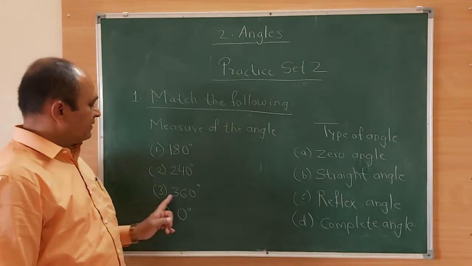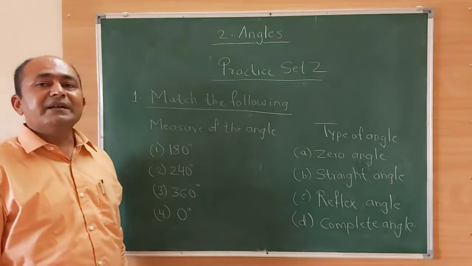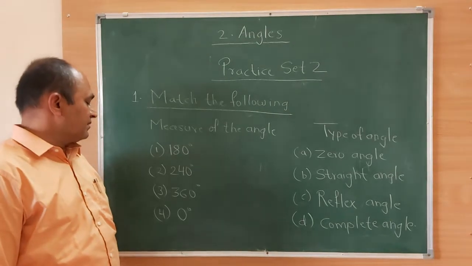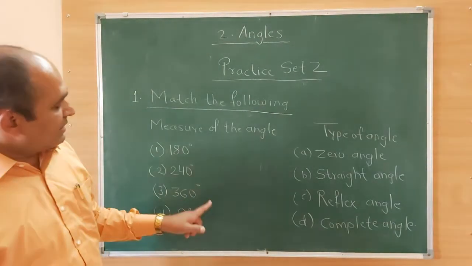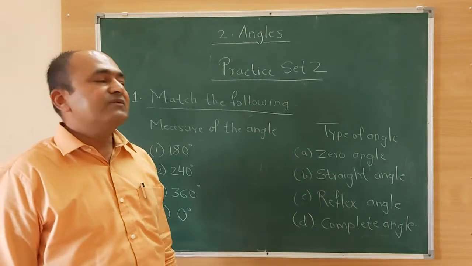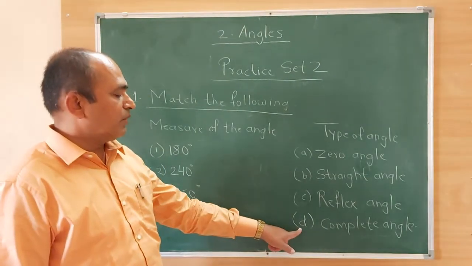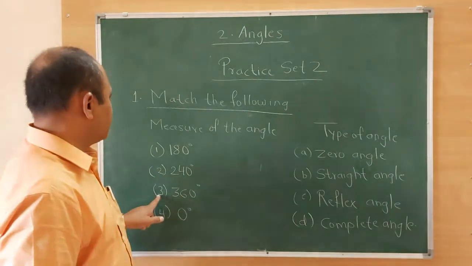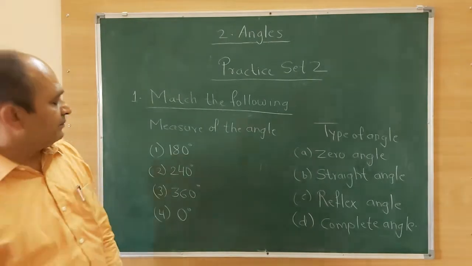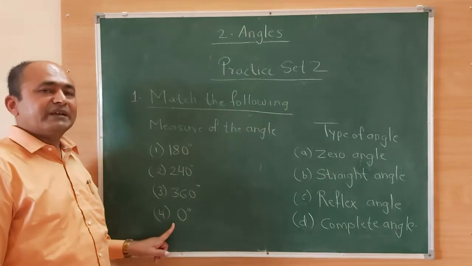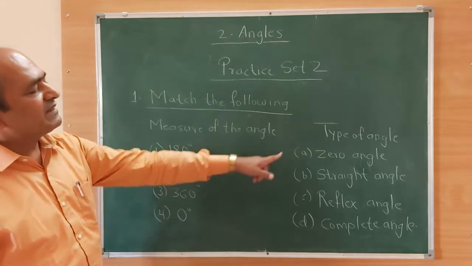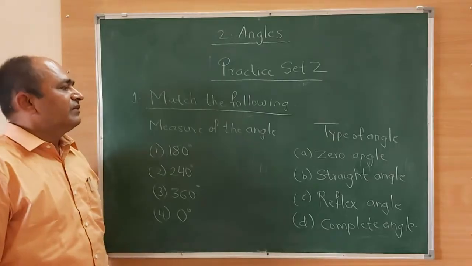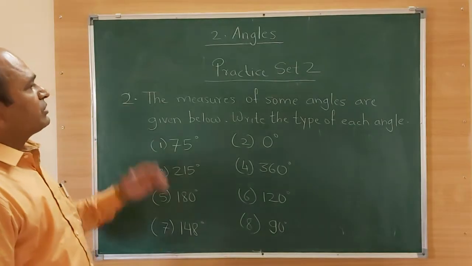Third angle. This angle measures 360 degree. 360 degree means complete turn. So when an angle measures 360 degree, it is called a full angle or complete angle. And option D in the second column matches this 360 degree angle. Fourth one, 0 degree. 0 degree is called a zero angle. So this is the first question.